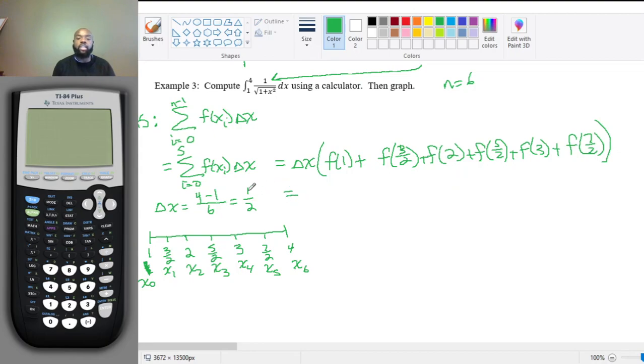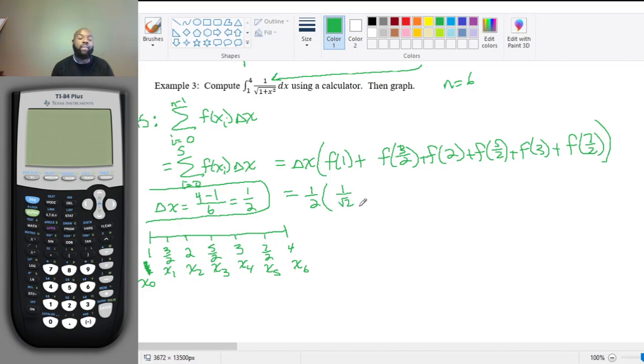We know that our delta x is 1/2, so we're going to have a 1/2 here. And to find these functional values, all we have to do is go to our calculator and plug in 1 into our function. So it'll be 1 divided by the square root of 1 plus 1 squared. Well, 1 squared is 1. Add 1 to that, 2. So that's basically 1 over the square root of 2.